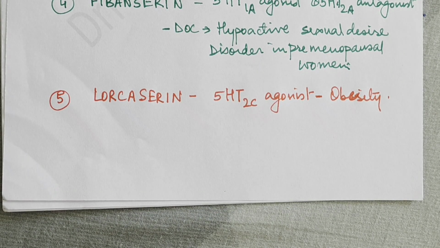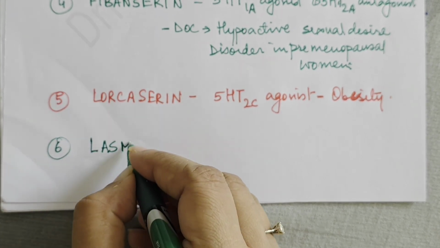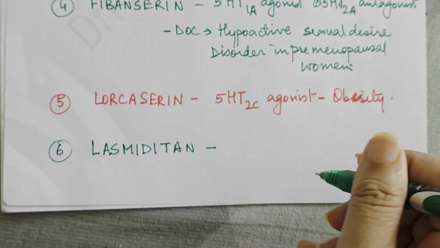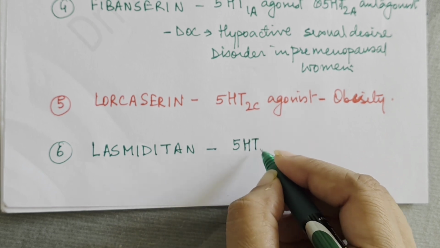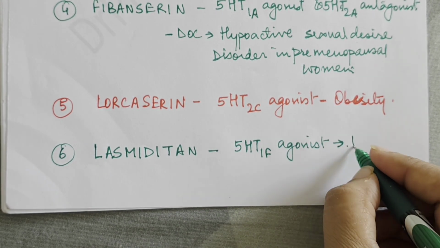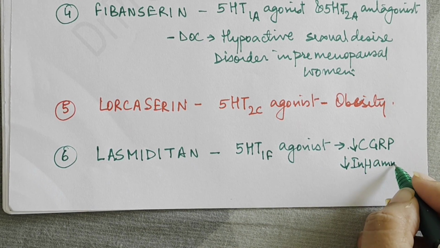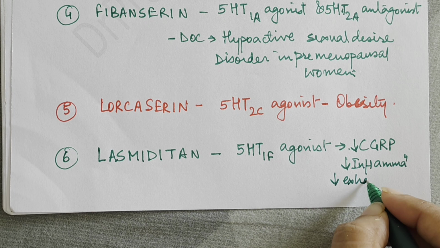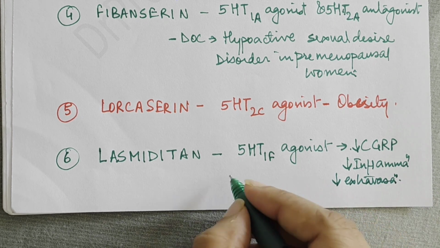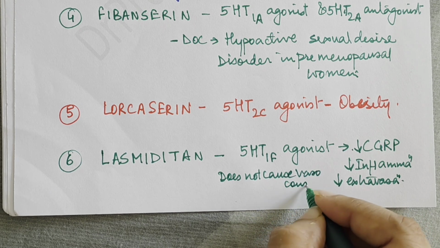Okay, right? Then another drug that is a new drug, and it is also very commonly used in migraine now, is lasmiditan, and this drug is a 5-HT1F agonist. Okay, and this drug inhibits the CGRP, thus reduces the inflammation in migraine and reduces the extravasation of fluids also. Plus, it does not cause vasoconstriction, right?